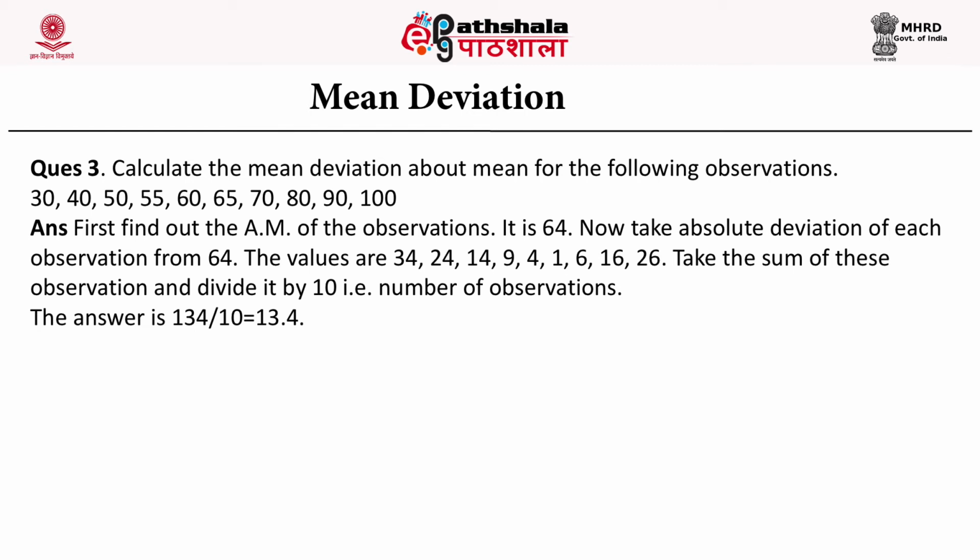The values are 34, 24, 14, 9, 4, 1, 6, 16, 26. As we are taking the mod, there will be no negative values here. Take the sum of these and divide it by 10, because we have 10 observations, so n is equal to 10. The answer comes out to be 13.4.